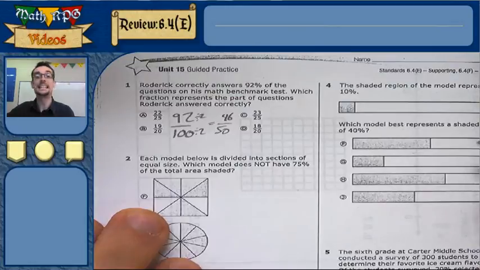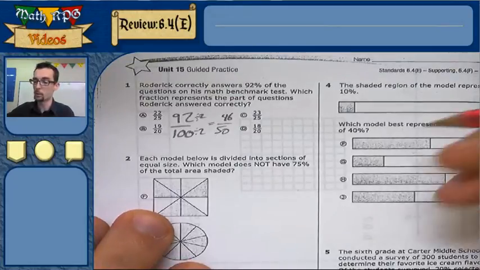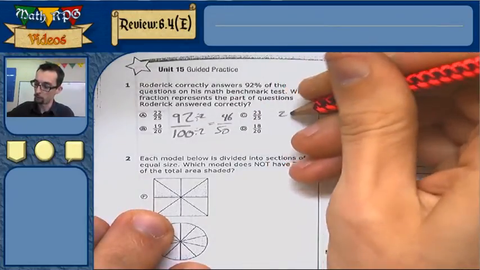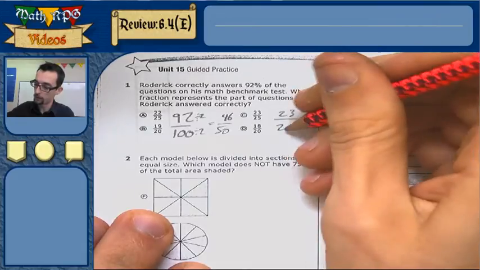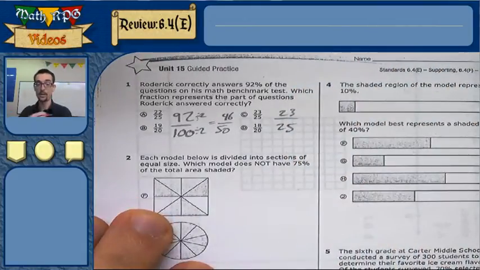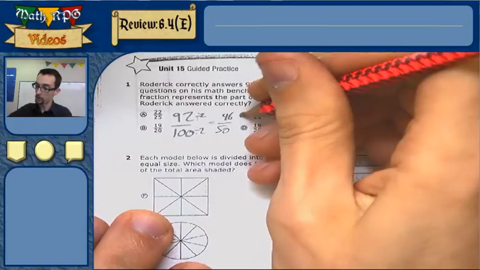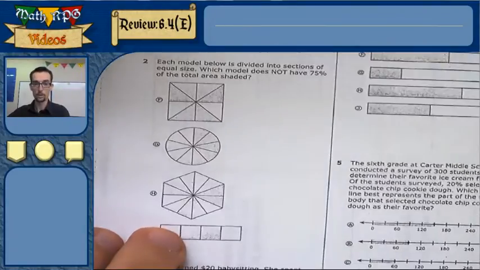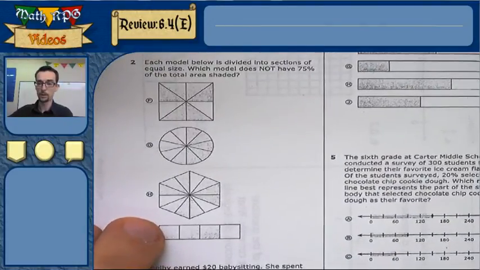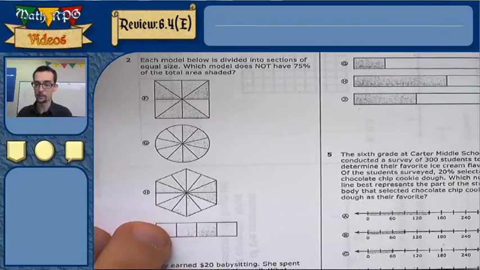And those are both still even, so I can divide both of those by 2. 46 divided by 2 is 23. 50 divided by 2 is 25. And that's as far as I can go. That would be choice C, 23 out of 25. Cool. Question number 2.